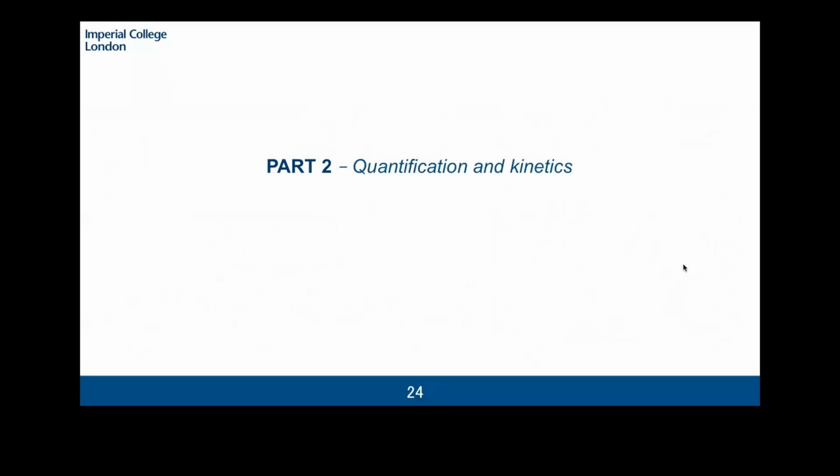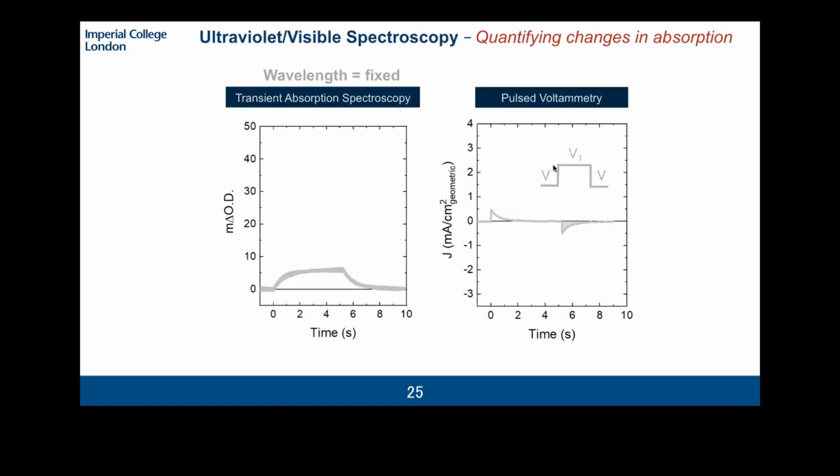What you can also do is look at time-dependent spectroscopy, and that can help you both quantify these changes and look at kinetics of some of these key relevant processes. So for example, if you wanted to quantify what these changes in absorption corresponded to, you could do pulsed voltammetry and couple that to transient absorption spectroscopy. In pulsed voltammetry, you'd be applying a potential V, then stepping up to a potential V1, and then coming back to a potential V. And this is what the current time response would look like.